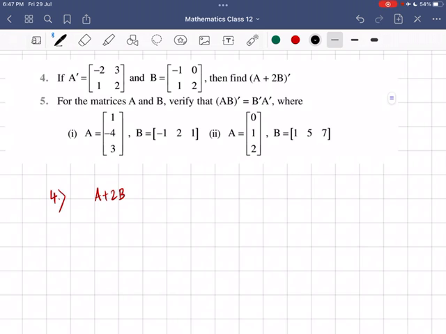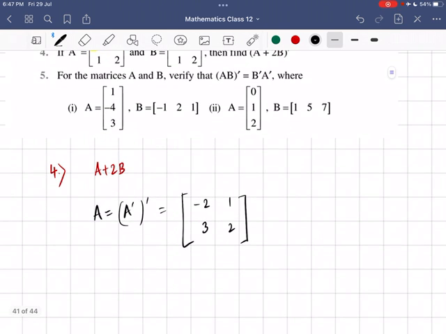So A is equal to A complement whole complement. So we need to do the complement of that thing. -2 3 1 2. So here this is my row 1. So it will become -2 3 1 2. So this is how we got the value of A. Now we're going to put it in the above expression, that is A plus 2B.